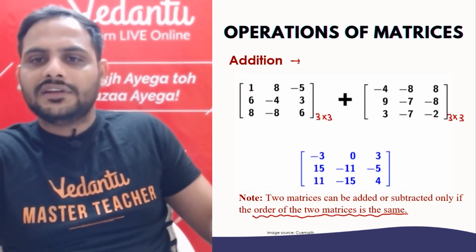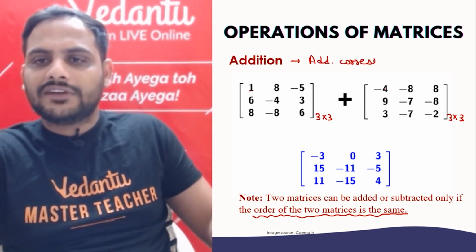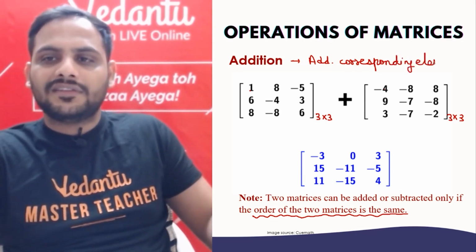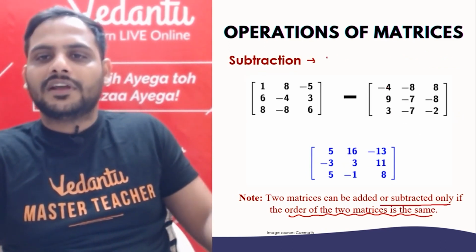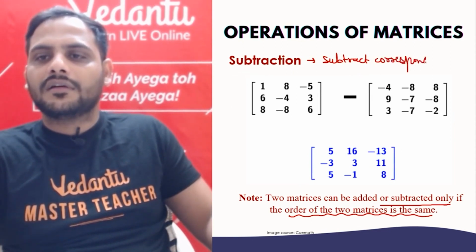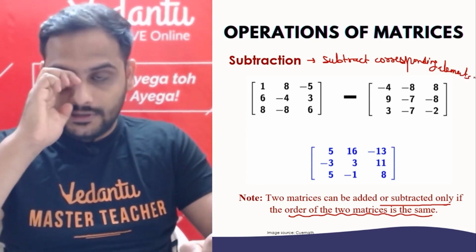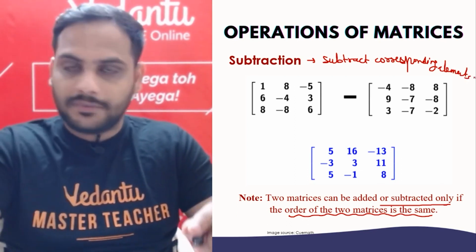So in addition, add corresponding elements. What are elements? Whatever entries you have written, whatever numbers you have written in the matrix, they are called elements of that matrix. So add corresponding elements, and in subtraction, subtract corresponding elements. Alright guys, subtract corresponding elements. Is it clear? Okay? So this is how we do addition and subtraction.